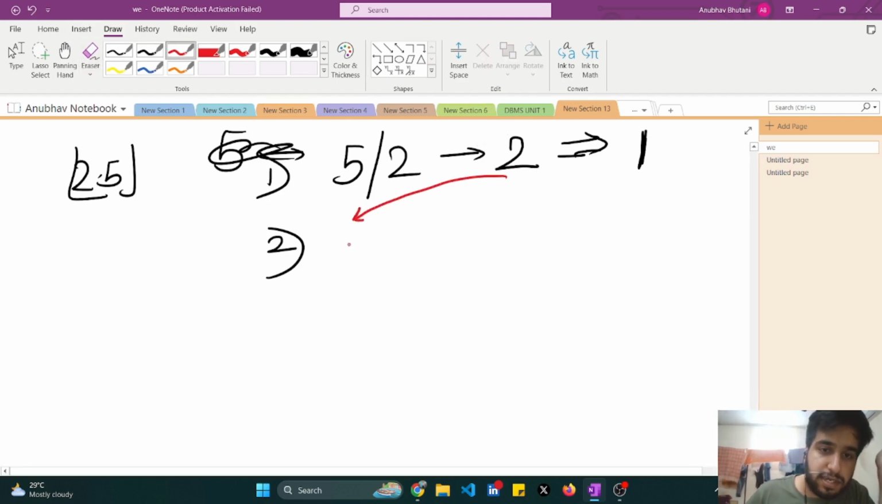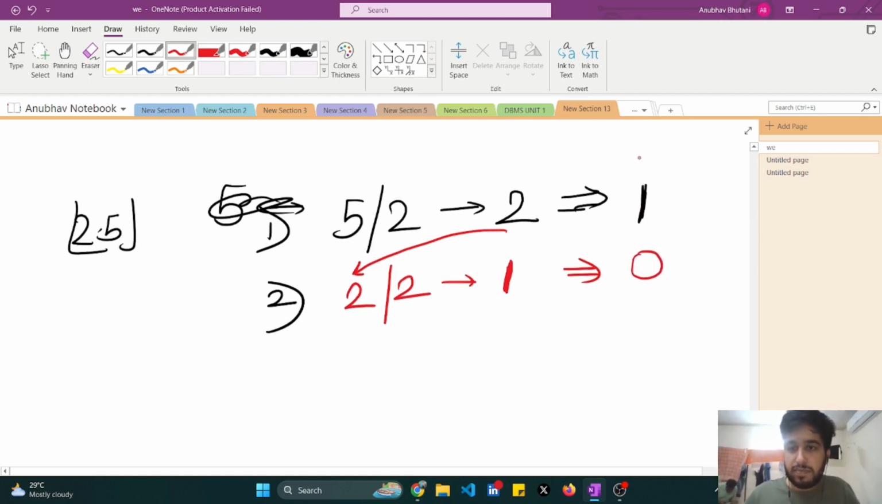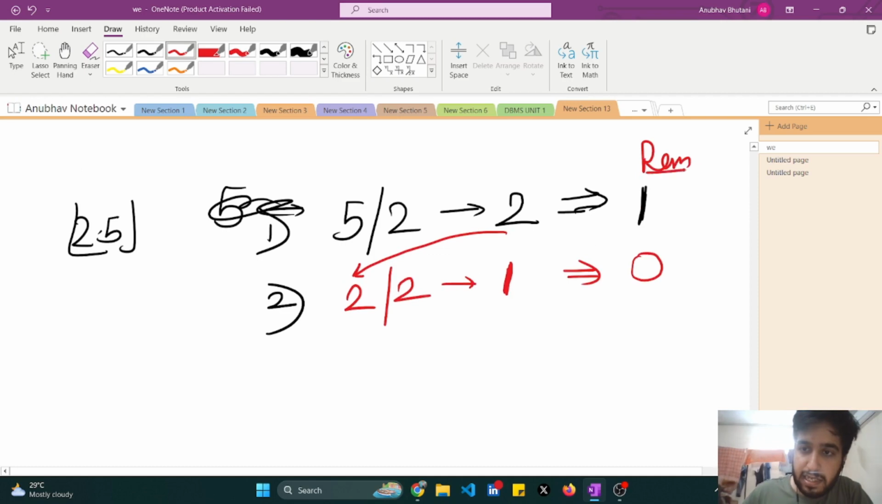I'll put it here and I'll again divide it by 2. So what I get is 1. Is 2 exactly divisible by 2? Yes. So the remainder would be 1. Here I would be storing all the remainders. These are my quotients, and this is what I am dividing.